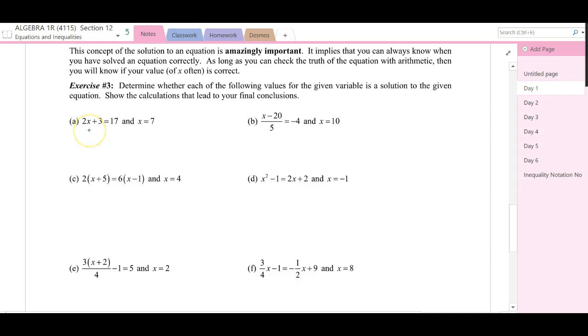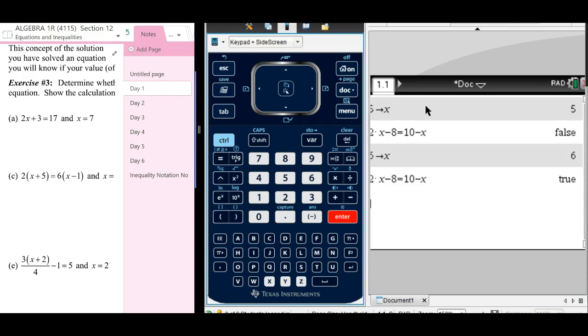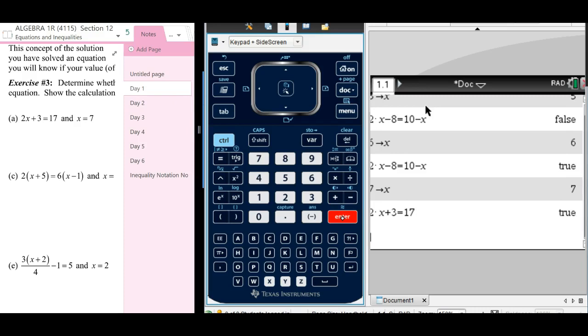So it says here in part A, 2x plus 3 equals 17, x equals 7. We're going to test on the calculator if this is true or false. Now I've split my screen here, so it's going to be a little bit difficult to see, but we're going to have to do our best to follow along. But the first thing I need to do in part letter A, it says 2x plus 3 equals 17 when x equals 7. You have to first store 7 for x, and then type in 2x plus 3 equals 17. It tells us true, which tells us that this is a solution.